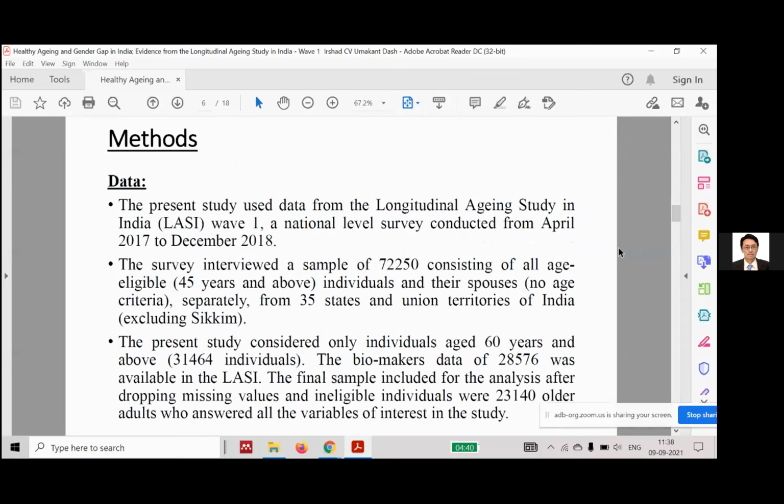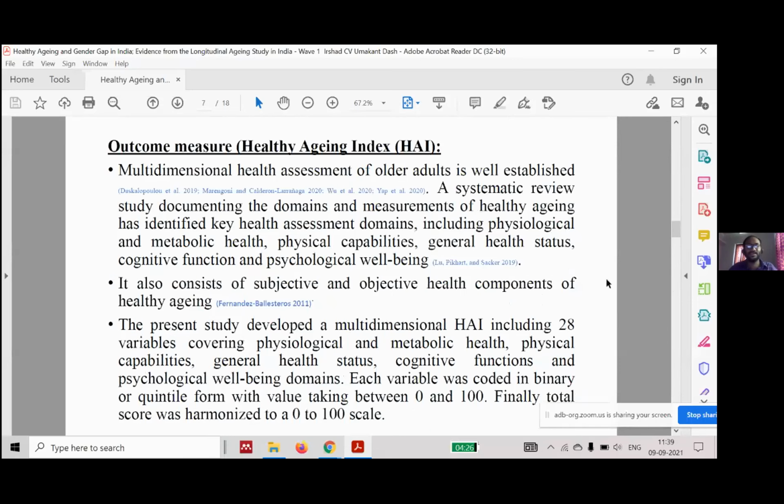Yes. Okay. So for the measurement of health status, we created a multidimensional healthy aging index, where we consider different domains of health status. It includes physiological and metabolic health, physical capabilities, general health status, cognitive functions, and psychological well-being. It consists of both subjective and objective health components. We created the healthy aging index from 28 variables covering all these 5 domains of health status, and we harmonized the total score into a range of 0 to 100.